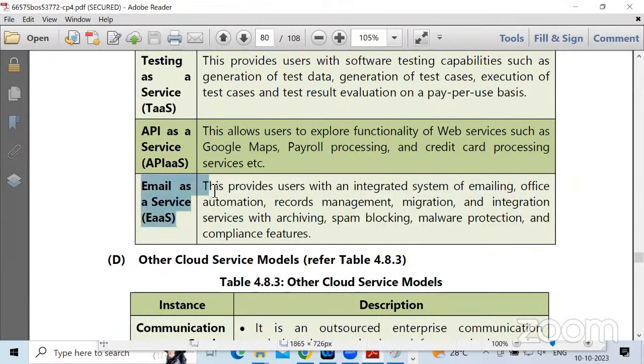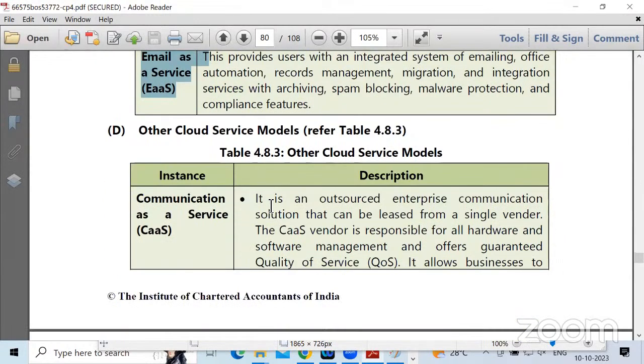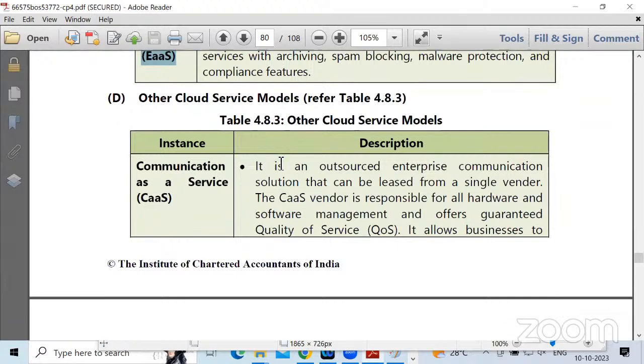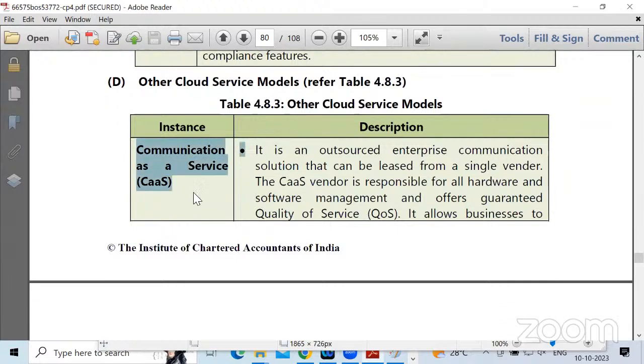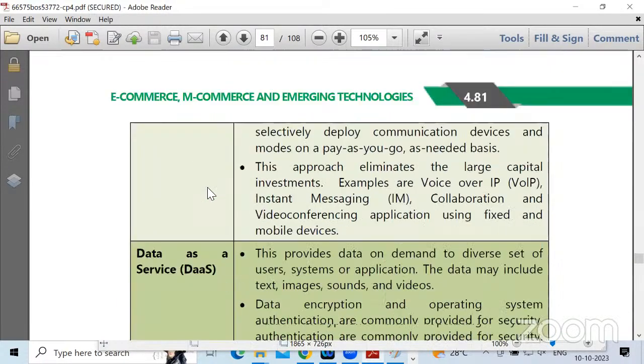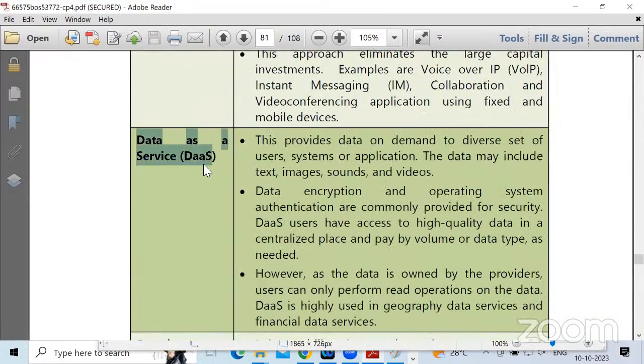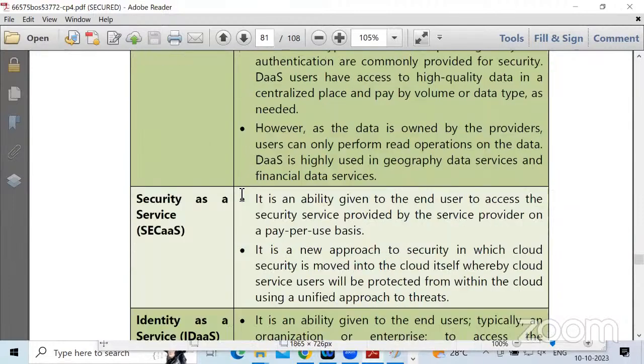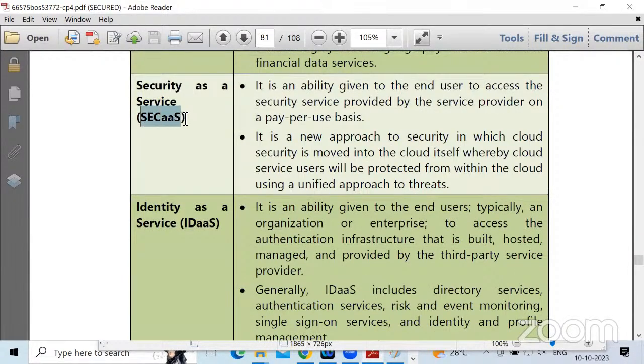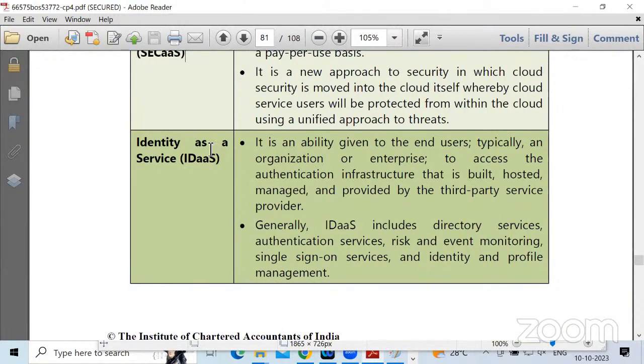Now, the last one is email as a service. It provides email to the users. Then other clouds. Communication as a service is used for communication purposes. Data as a service: nowadays you want to have data in the form of text or images or sound. That is also available as a service. Security as a service, as I mentioned. What is security? CIA: confidentiality, integrity, and availability. You want to maintain a firewall, or IDS, or IPS, or any kind of username, password, authentication, authorization. Everything is provided as a service. Now, even identification as a service.